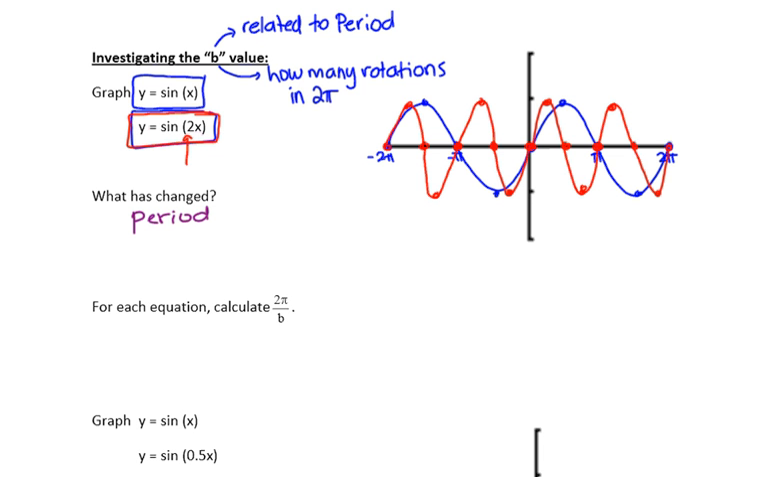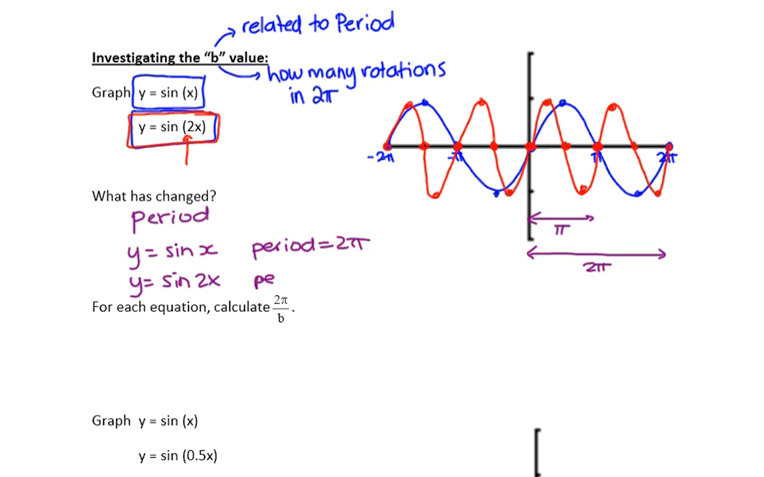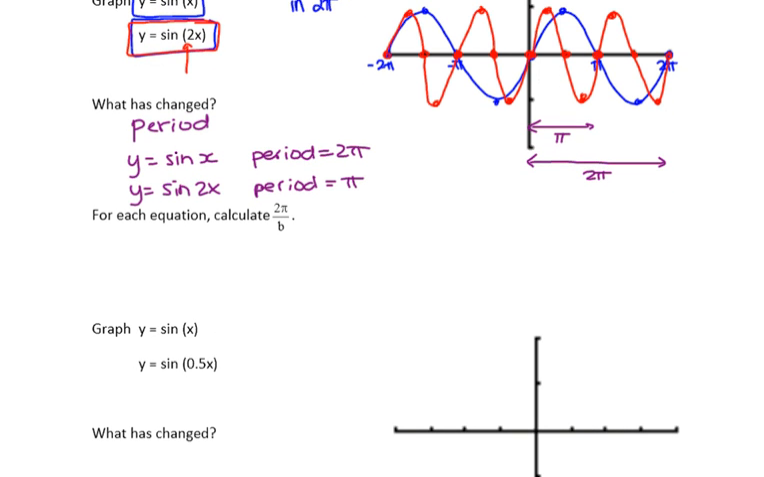Now what's my new period of this graph? Y equals sine 2x. What would be pi? Okay, versus the original was 2 pi. So the period has changed. When you look at y equals sine x, the period was 2 pi. And y equals sine 2x, the period is pi. So here's a really important formula. It says for each equation, calculate 2 pi over b.